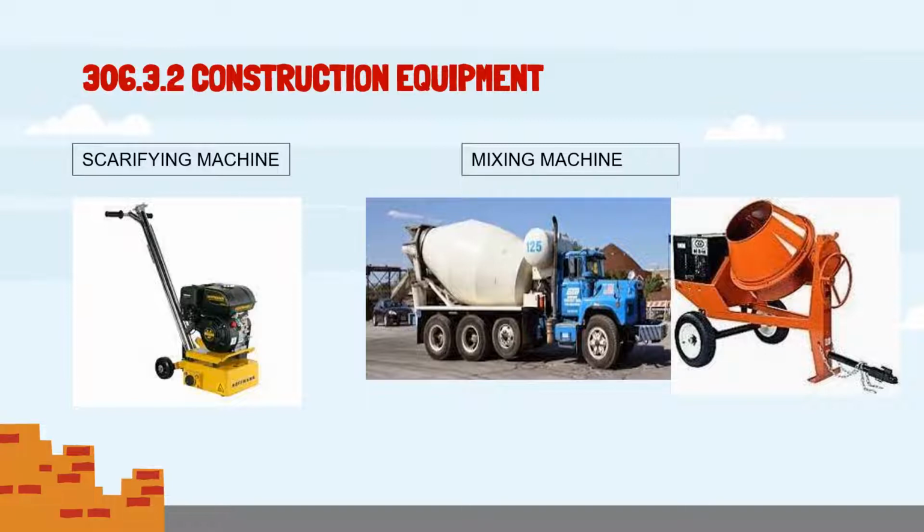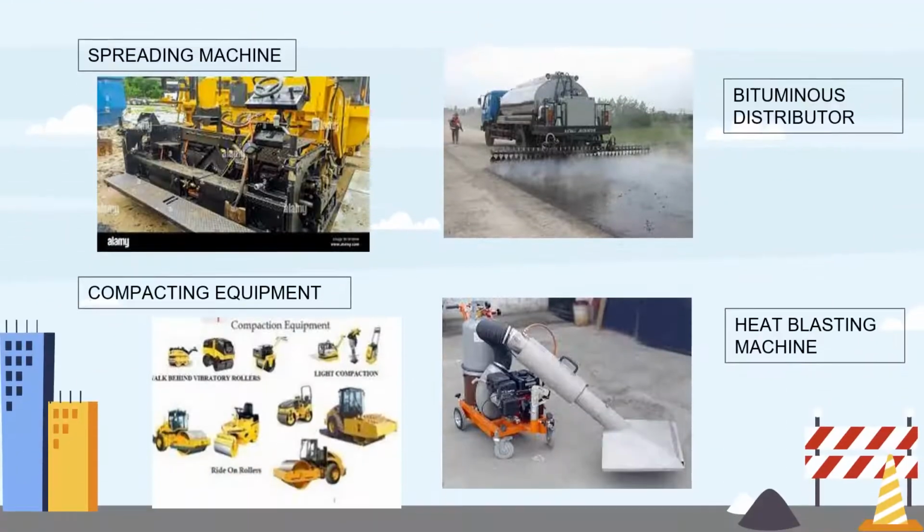The mixing machines. This is the mixing machine. It's a device that combines cement, aggregates such as sand or gravel, and water to form a concrete. Next equipment is the spreading machine. It is designed to convert lifting loads into pure compressive force and also spread apart the legs of a sling. Next is the compacting equipment.